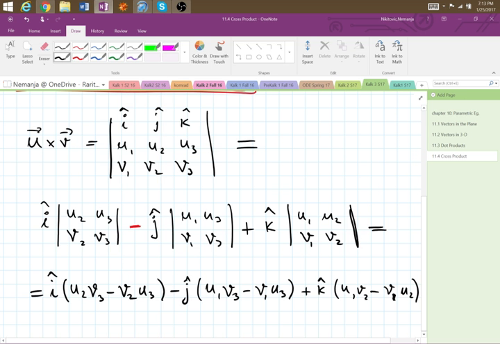So 2 vectors. Let's say cross 2, 3, 0 with negative 1, 4, and then which number? I don't know. What number goes here? 7. Okay, thank you. I couldn't think of one.